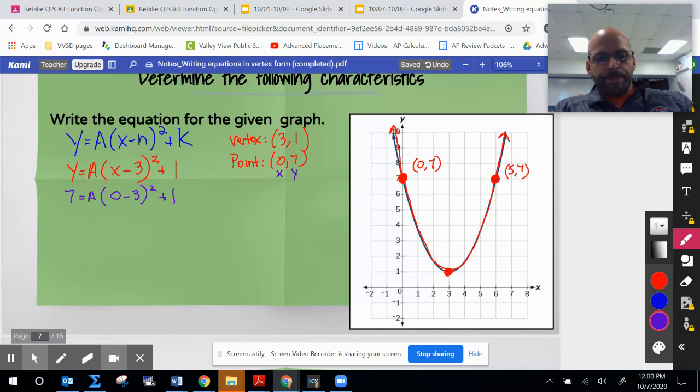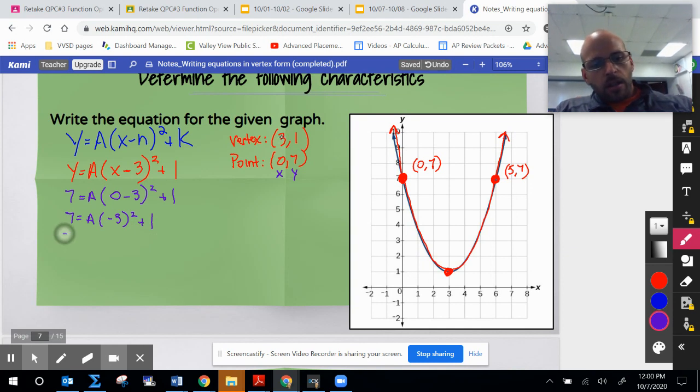Okay? Once I have all those values in there, I'm going to simplify and solve. So I get a equals 0 minus 3 is a negative 3 squared plus 1. Negative 3 squared is 9. Now, I write this as 9a plus 1. And I'm going to solve for a minus 1. So I get 7 minus 1 is 6 equals 9a.